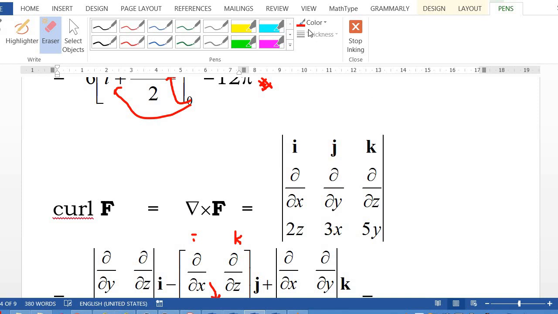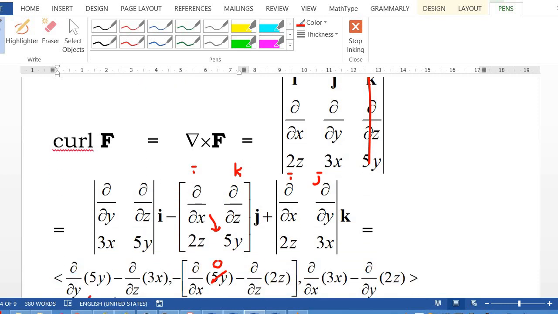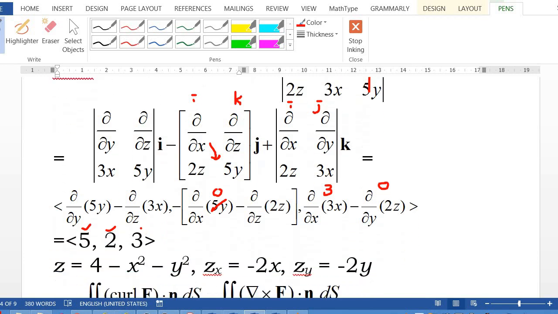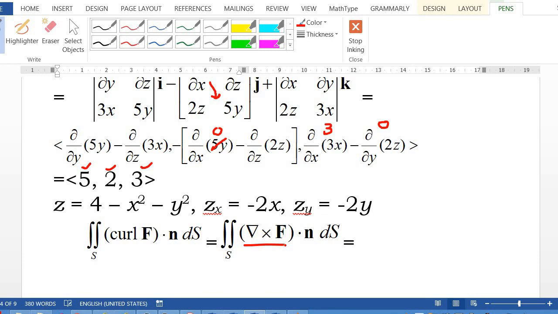Later on, for component k, cross out the component k, you leave i cross j. So you have del/del x of 3x, which gives you 3, and del/del y of 2z gives 0. That's why for component k the answer is 3. So the curl of F is 5i + 2j + 3k. So you got the answer for the curl of F.